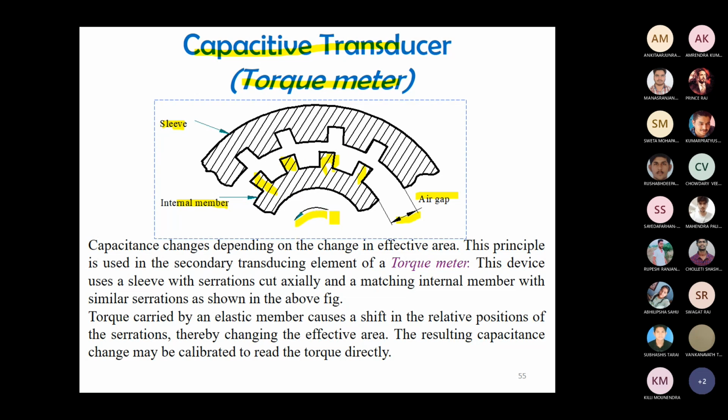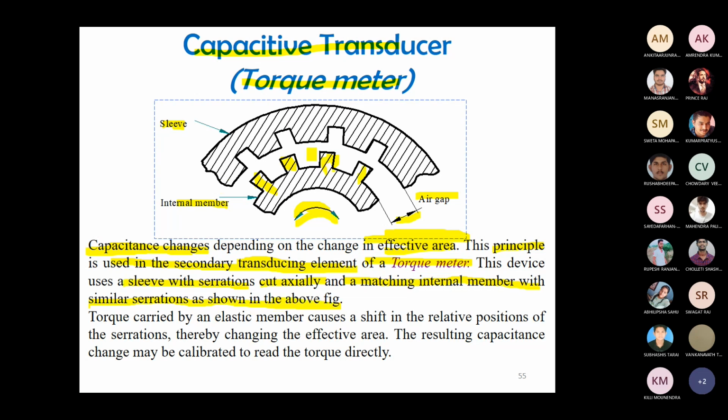Rotations are possible in both directions, anti-clockwise or clockwise. Capacitance changes depending on the change of the effective area. That effective area may change due to rotations. This principle is used in the secondary transducing element of a torque meter. This device uses a sleeve with serrated skirt, and a matching internal member with similar serrations, as shown in the above figure.